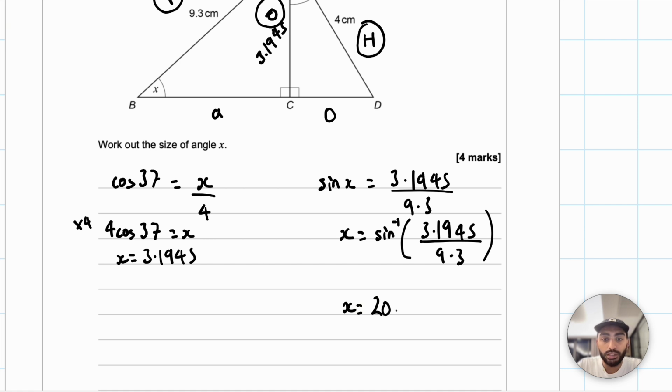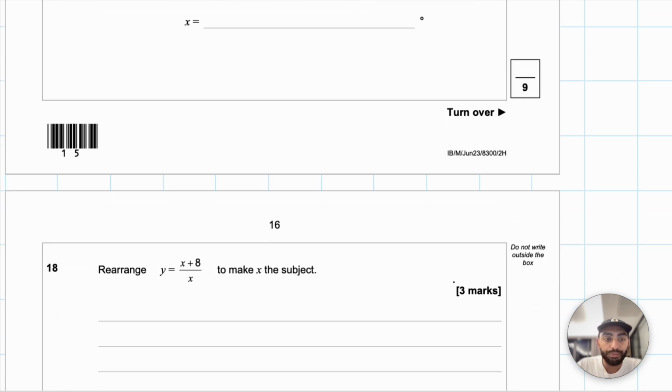X is 20.090 to 3 decimal places. And the units for that, because we're looking at an angle, that'll be in degrees.